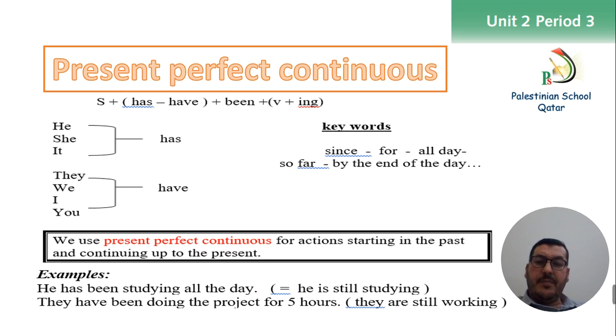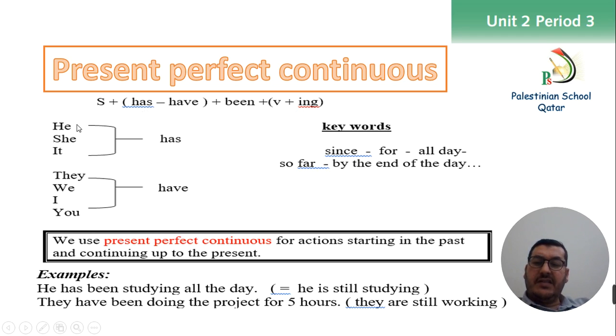Now when we come to the present perfect continuous, this is the second rule in our lesson. Present perfect continuous has the same rule, but with a little bit of difference. We have the same subject and has and have, but be careful, because after has and have we cannot put the verb 3 alone. We put been after has and have, and then we put the verb with ing. So in this case we have 3 verbs in the sentence.